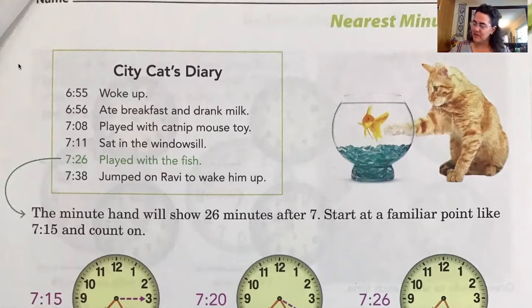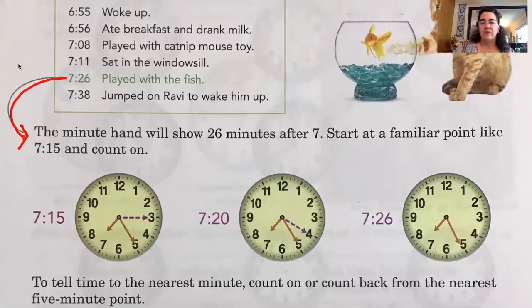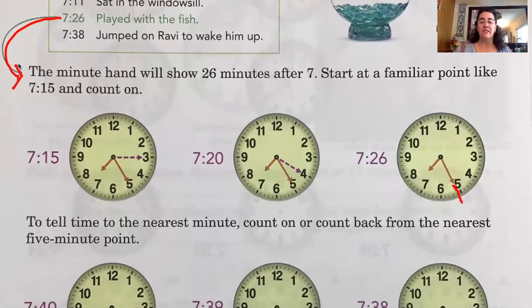So boys and girls, if we follow the arrow from 7:26, it shows us that the minute hand will show 26 minutes after 7. We're going to start at a familiar point, like 7:15, and count on. Many of you are good with the clock, but if we go with what they're showing us here, we'll go from 7:15, 15, 20, 25. We want to show 26 minutes after 7. From the 25, we have to go one more and it'll be 26, just like they're showing us here. To tell the time to the nearest minute, we count on or back from the nearest 5-minute point.